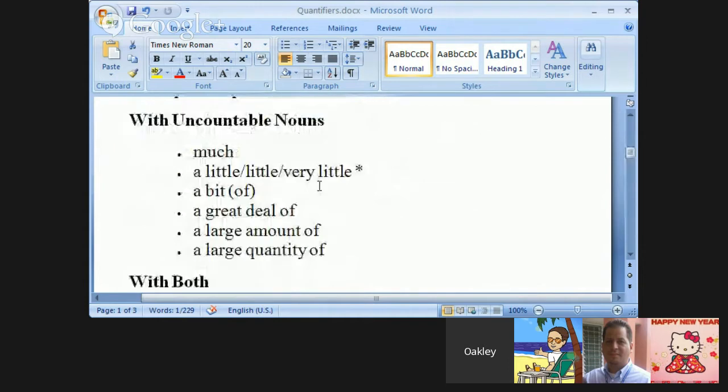Okay, let's look at some examples. With uncountable nouns, first of all, and we're going to practice this, we see much, a little, little, very little, which we'll talk about a little bit further down the line. A bit, or sometimes a bit of, a great deal of, a large amount of, a large quantity of, lots of, phrases with of. Let's see if I can get you guys to try to make a sentence. We'll take turns with these quantifiers, which we use for uncountable nouns. Heidi, I'll start with you. Just a simple sentence with much, please.